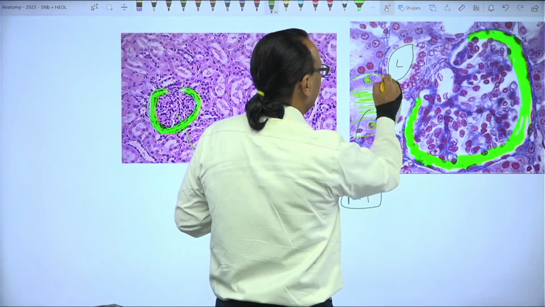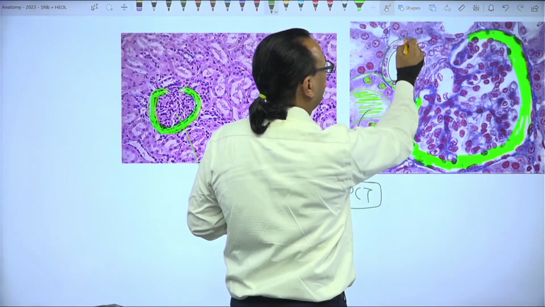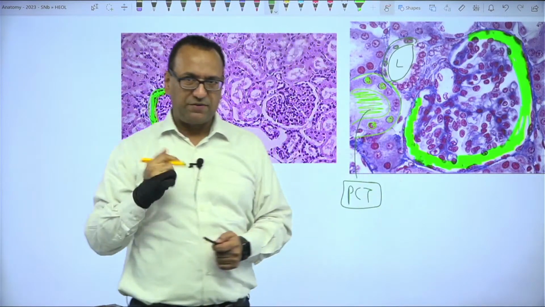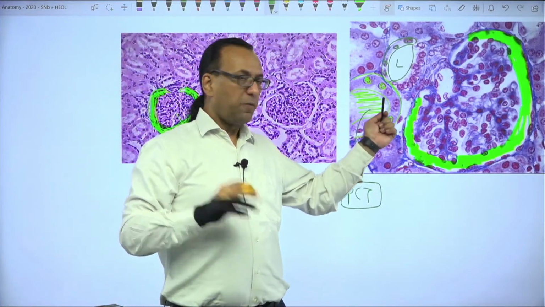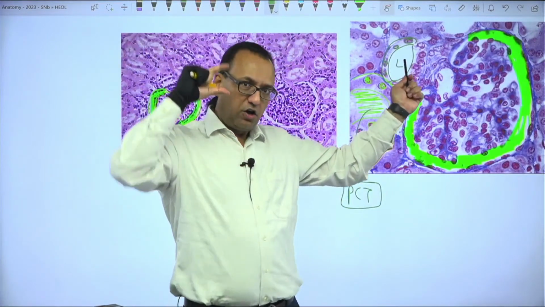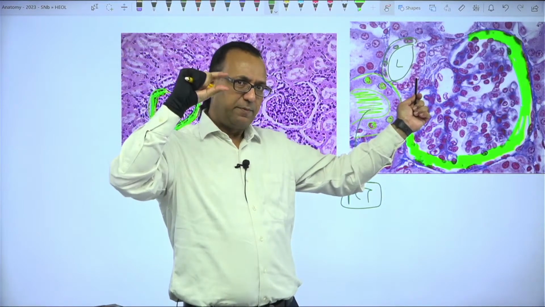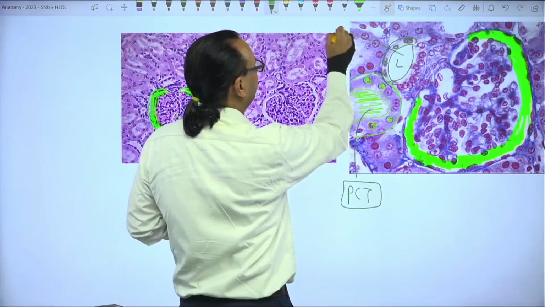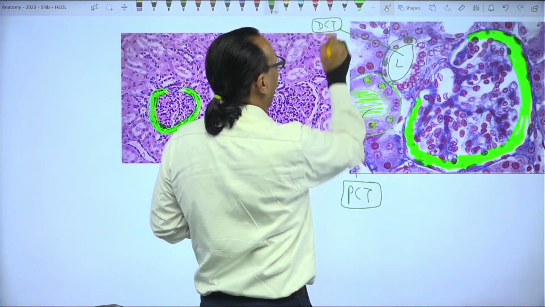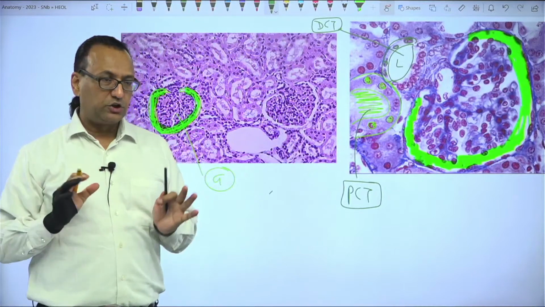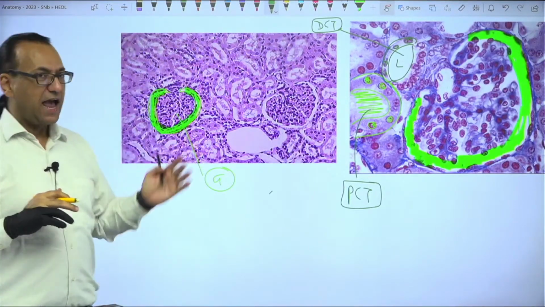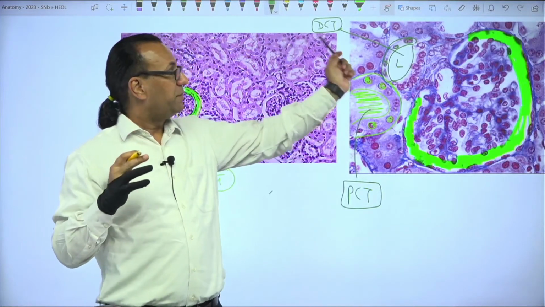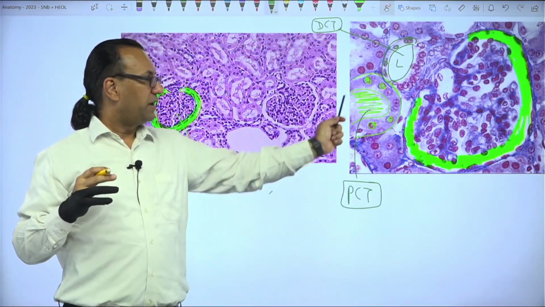So again you see this is the lumen of DCT, again spherical, central spherical nuclei, but there is a difference. In PCT they are cuboidal cells, in DCT they are low cuboidal cells. They are cuboidal, but the height will be lesser compared with the PCT. So here this is DCT, identified by one more fact: around the glomerulus you will have more of PCT and less of DCT. So if you look for DCT, there will be few, and the PCT there will be more, plus the lumen is hazy.